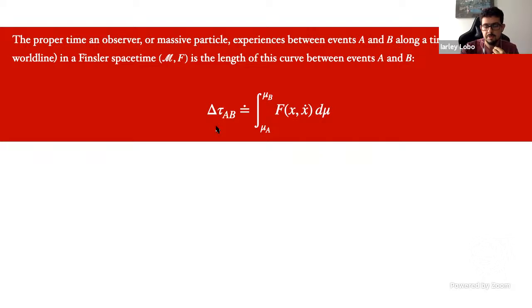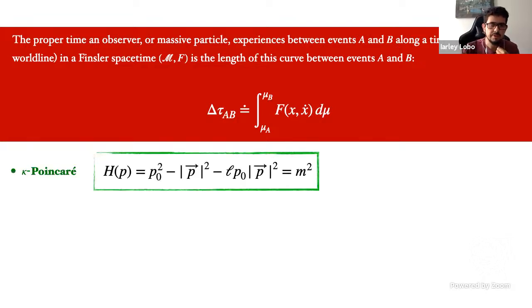One basically has that the proper time that a massive particle experiences between two events, A and B, is given by the arc length of this particle when it propagates through a spacetime, in particular through a Finsler spacetime. So in order to extend this postulate, we considered as a case study the so-called bicross product basis of the kappa Poincaré algebra. We were inspired by the Casimir operator, or the Hamiltonian, of this kappa Poincaré algebra in the bicross product basis, where here you have the Planck length, or the inverse of the Planck energy, and you have contributions that further correct the standard relativistic dispersion relation.